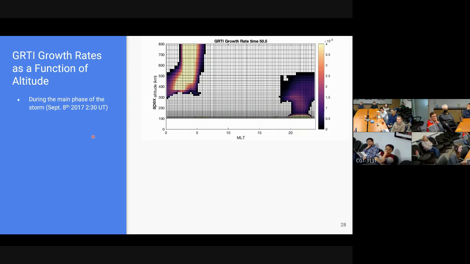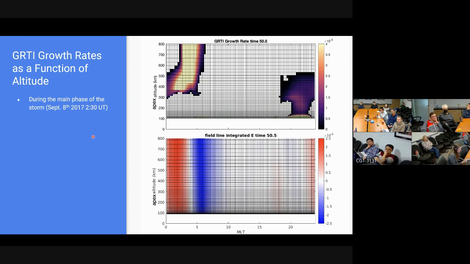And now if we compare this to the electric field from the same time. Okay, now you can see it on this photo. That's good. So now we can see in the same region where we're seeing this huge enhancement in the growth rates, we have really strong electric field in this post-midnight region. So in this case, it's pretty clear to see how these strong upward drifts are contributing to this large enhancement in GRTI growth rate here, both at ISS's altitude and above.